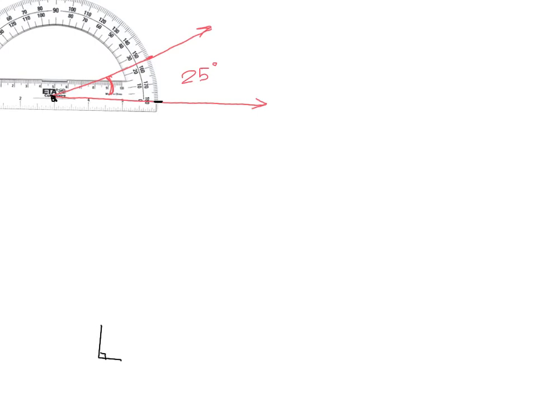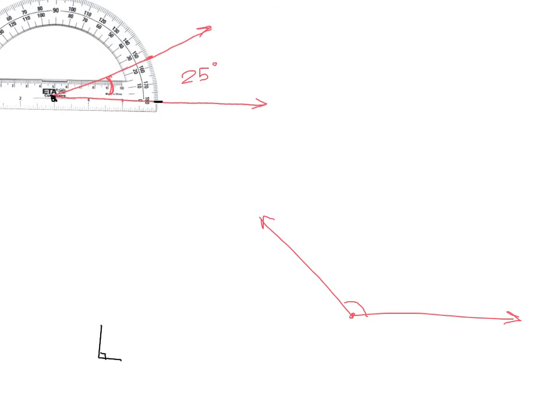All right, let's try one more and then we'll wrap this up. So let's make our angle a little bit bigger this time. Now my lines are terrible, but you get the point. So my vertex is right here, and I'm going to measure that angle. But before I do, I want to estimate.